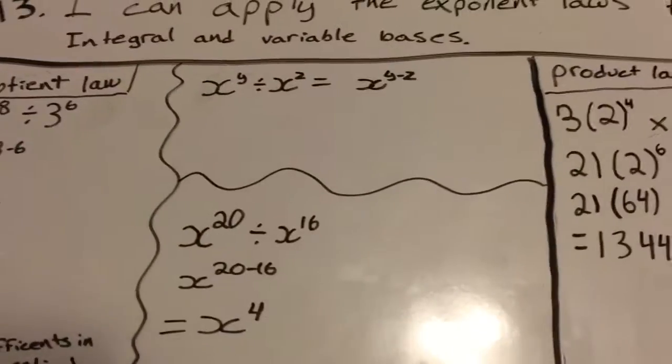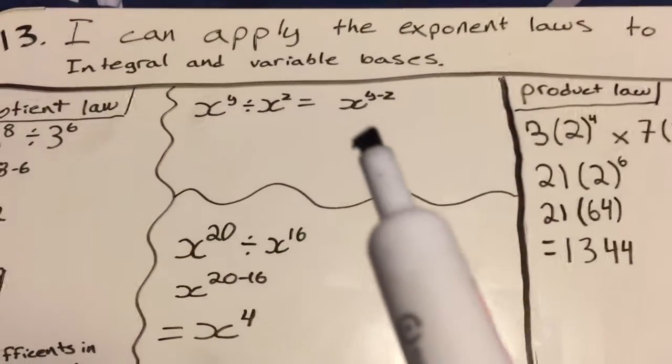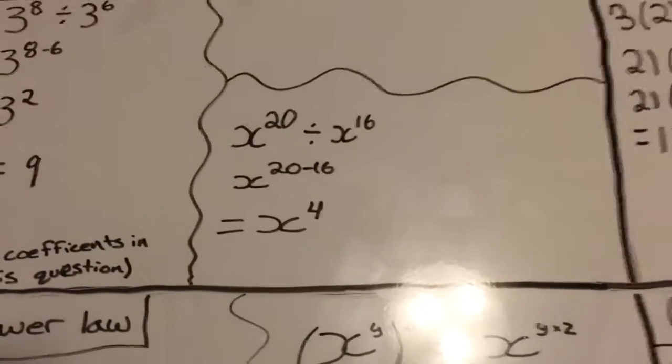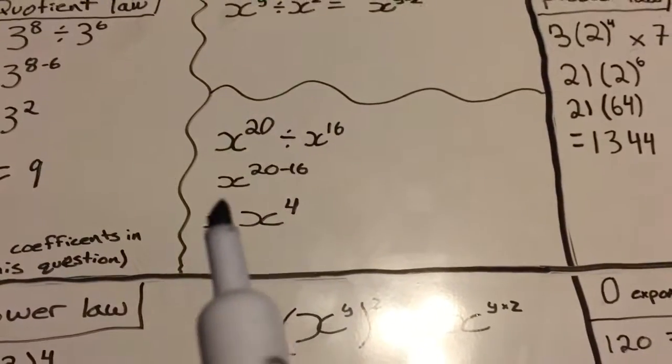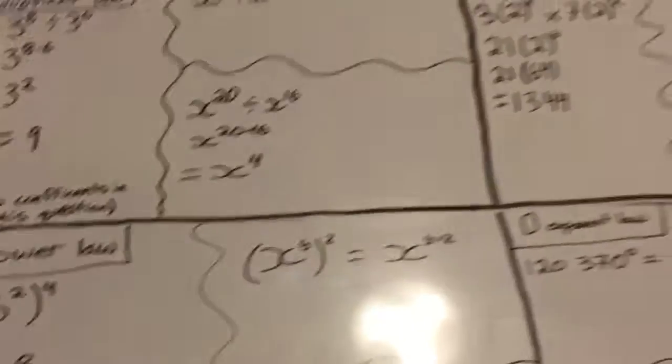Now, as a variable base, we have x to the power of y divided by x to the power of z, which is equal to x to the power of y minus z. We also have x to the power of 20 divided by x to the power of 16, which is equal to x to the power of 20 minus 16, which is x to the power of 4.